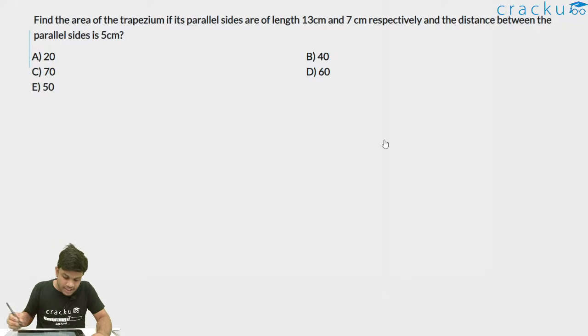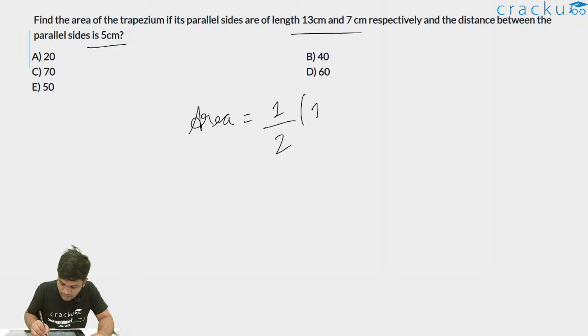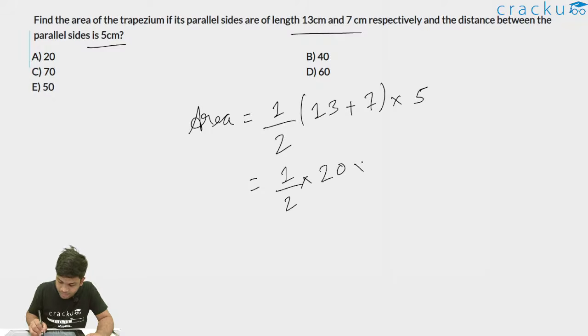Okay, so in this question we have to find the area of a trapezium if the parallel sides are 13 centimeter and 7 centimeter and the distance between the parallel sides is 5 centimeter. The distance between parallel sides means it is the perpendicular. So the area will be half into the sum of parallel sides, 13 plus 7, into height. Height is 5. So it is half into 13 plus 7 is 20 into 5. So it will be 50 centimeter square.